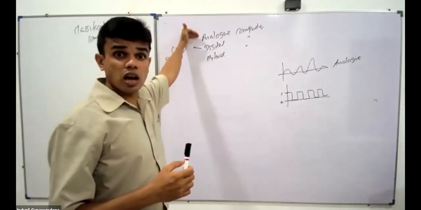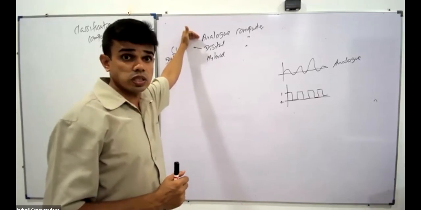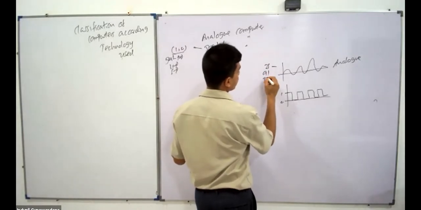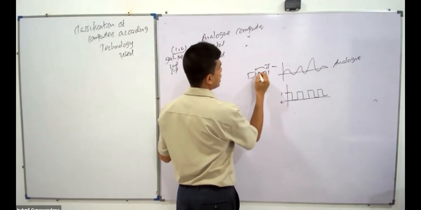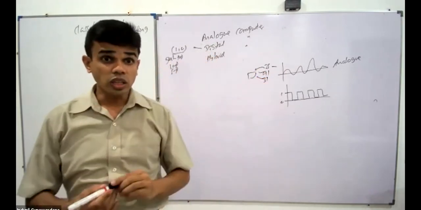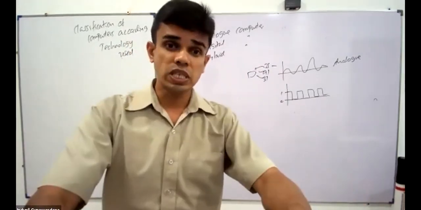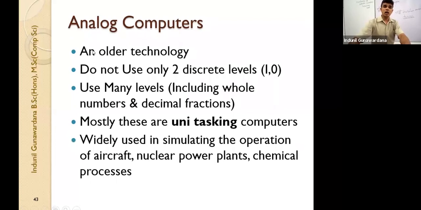Then analog computers are not restricted to ones and zeros. They are accepting the values 25, 91, even 3.51 by the processor and handle them as it is. So really, they are not the ordinary computers that you and me are using. They are some special type of machines, which are specially made for specific works. So we don't need to worry about it. Simply learn the technology. If it is to be analog, they are using analog signals. Do not use only two discrete levels. Not only, right? It has varieties of values. Use many levels. Then mostly these are used in unitasking. They can't do multiple works.